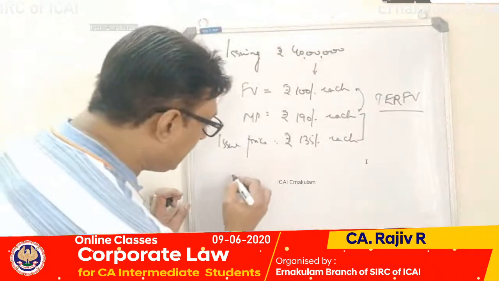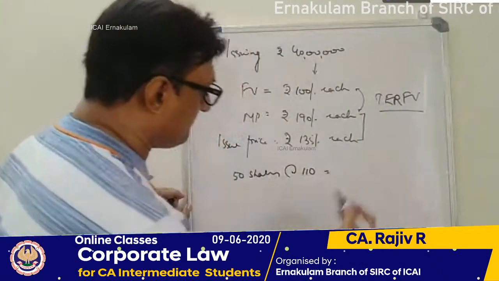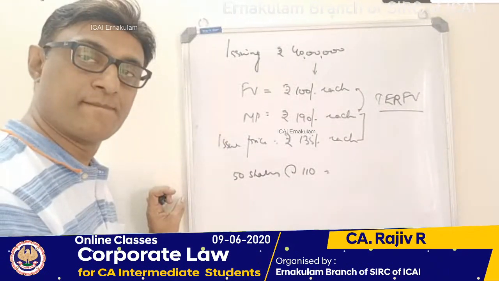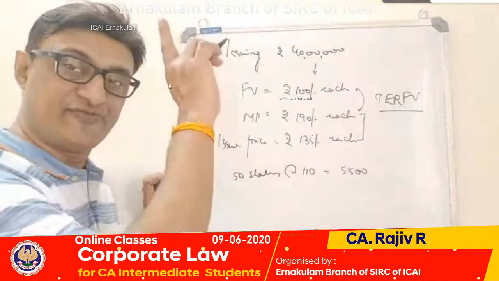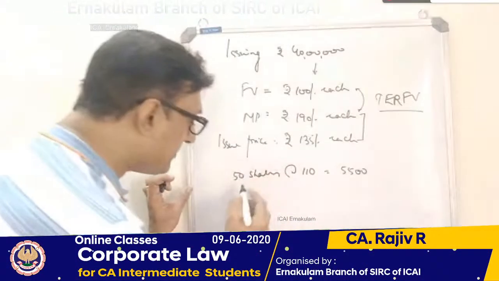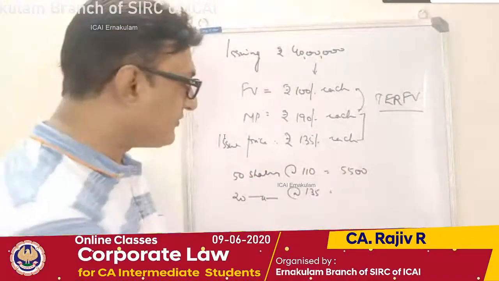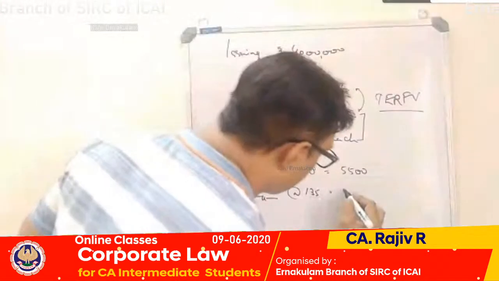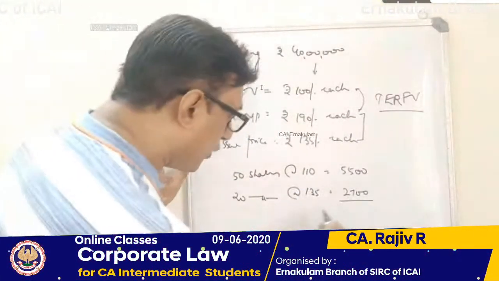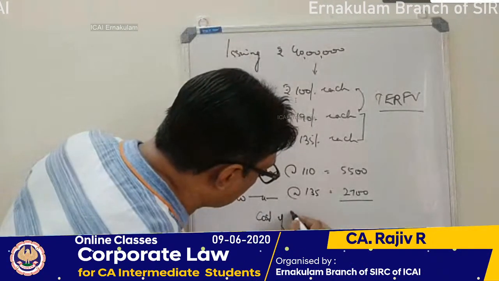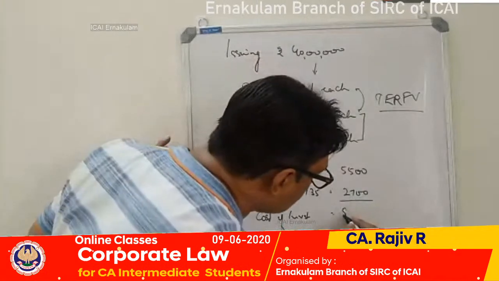So I have 50 shares, going back to my previous example, for which let us say I have paid 110. So my holding is, the investment is 5,500. I have acquired my previous 50 shares at 110 each. Now I am getting 20 shares at 135 each. What will that come to? 2,700. Right? So I have a holding which has a cost of investment. The cost of investment is 8,200.